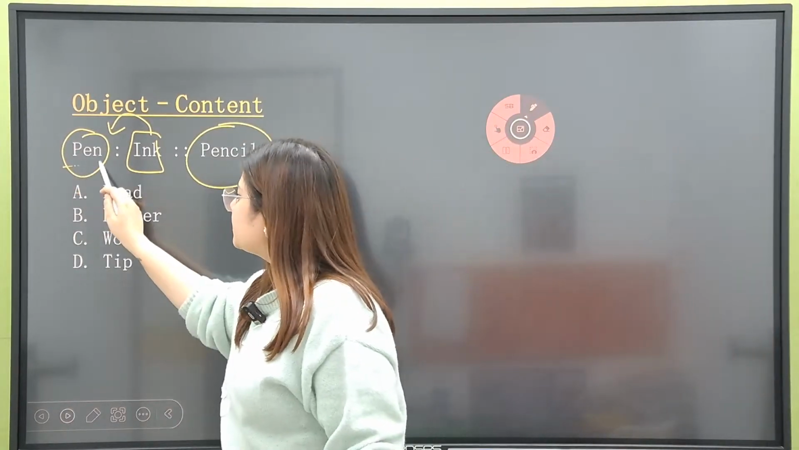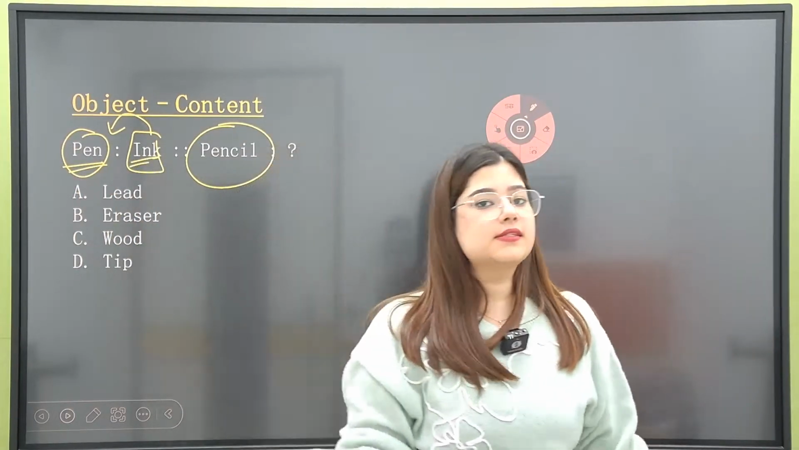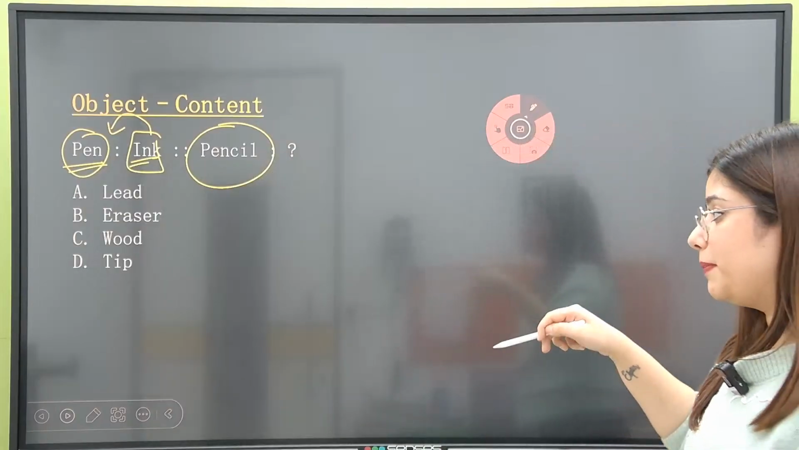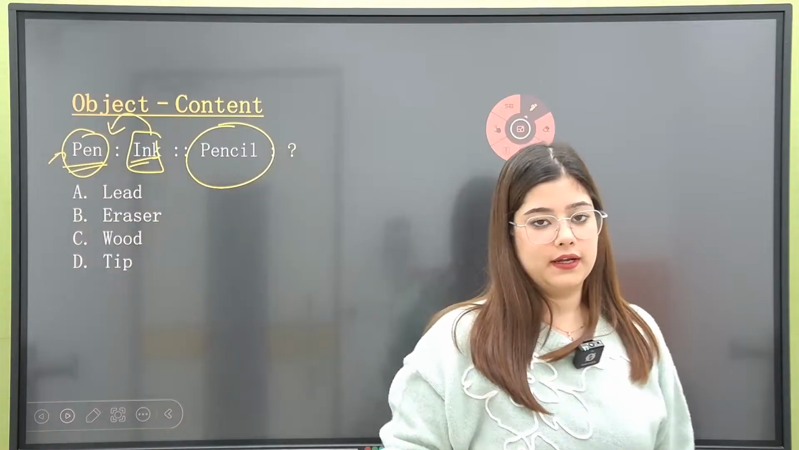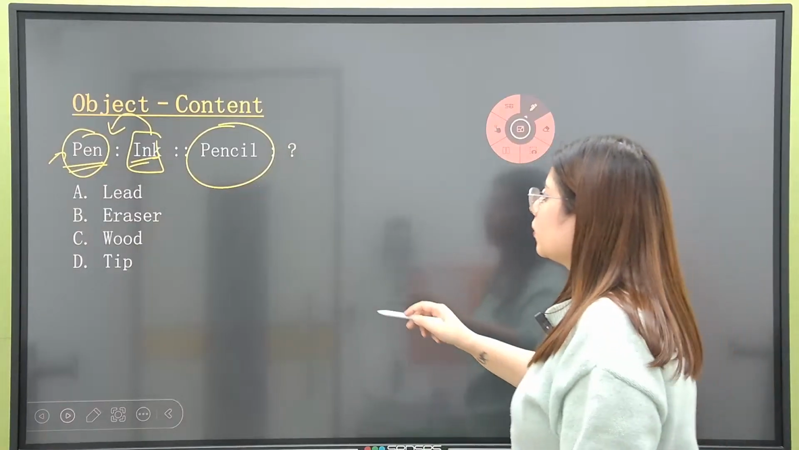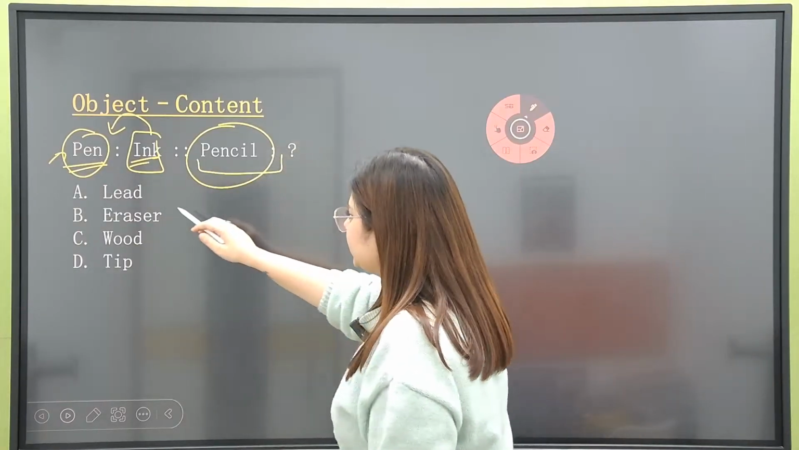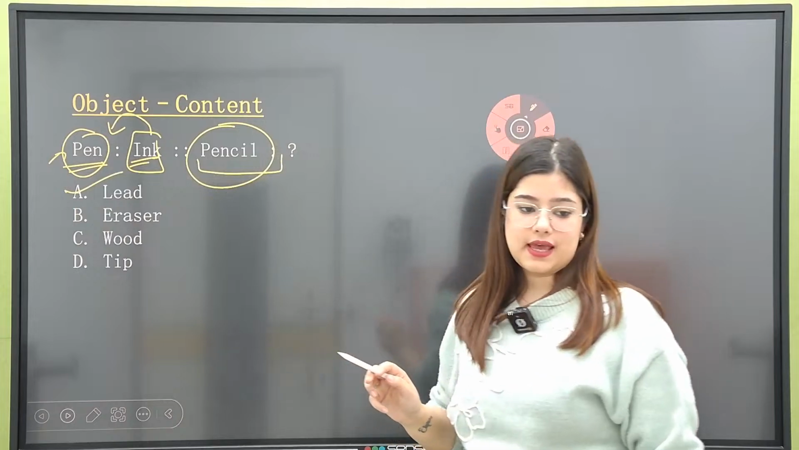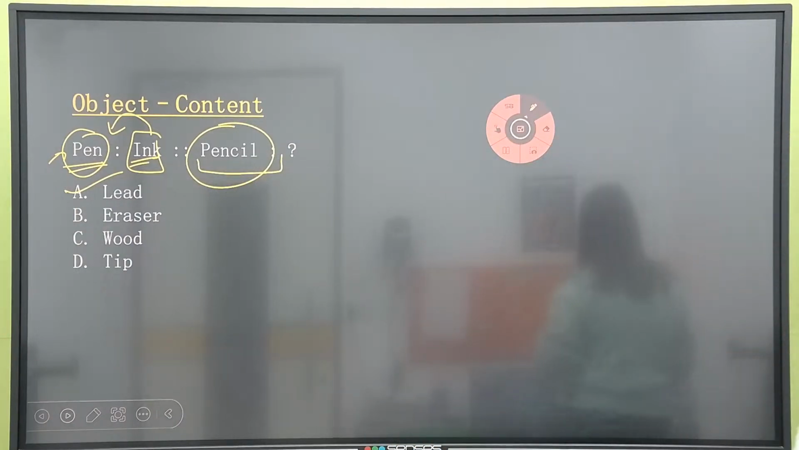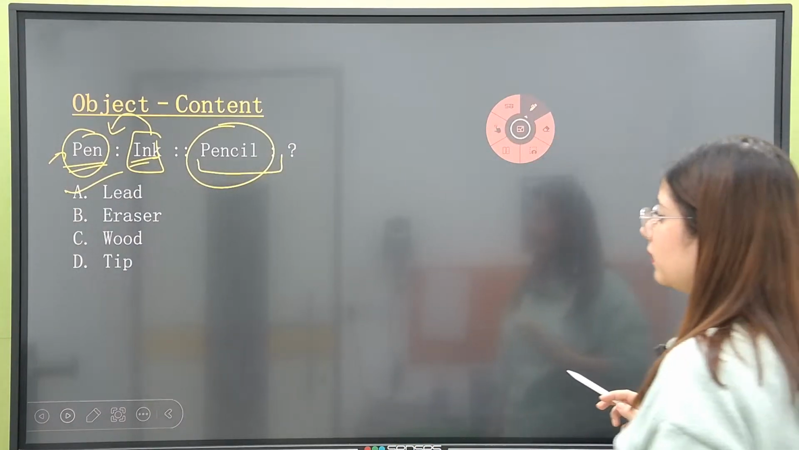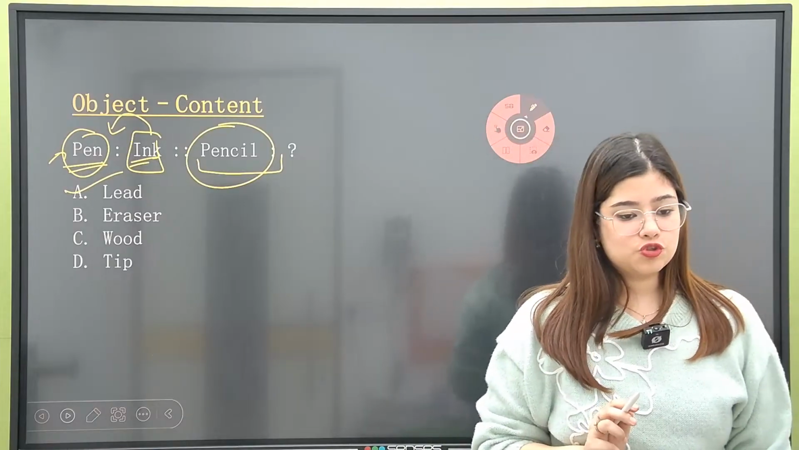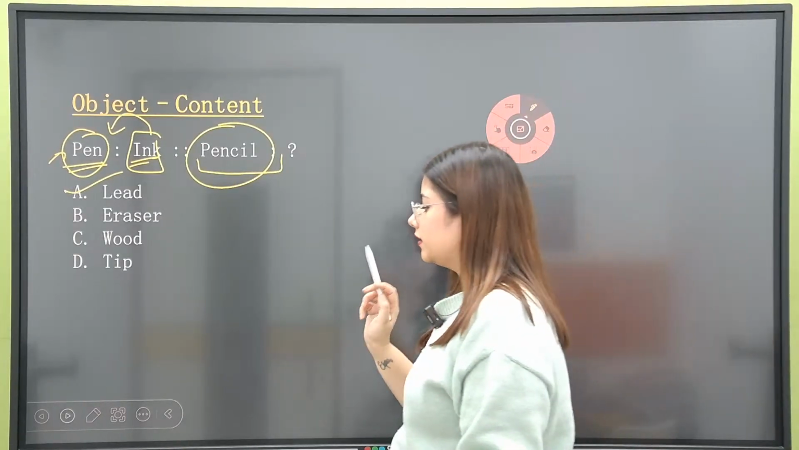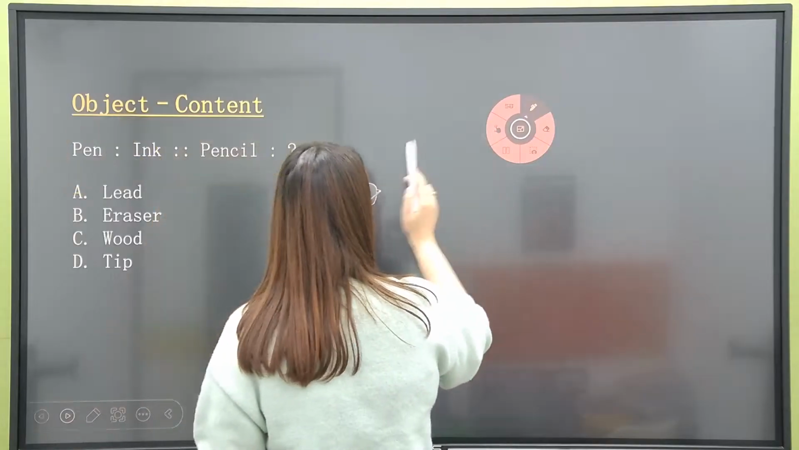A pen helps us to write because ink is there in the pen. If the pen were to be devoid of that ink, it won't serve the purpose of writing. Similarly, we are able to write with a pencil because there is lead inside it. So object to content, pen is to ink, such as pencil is to lead. This is another type of relationship.